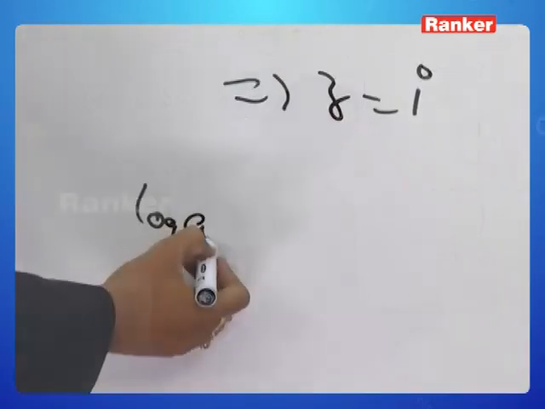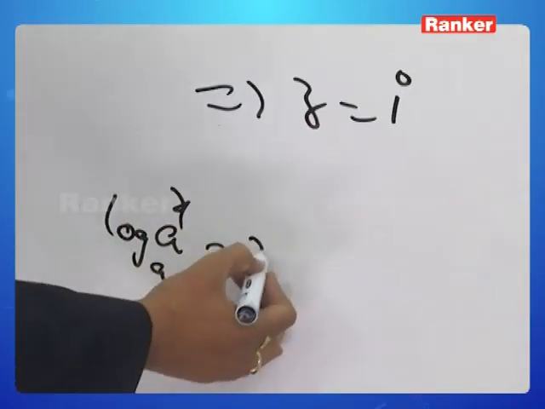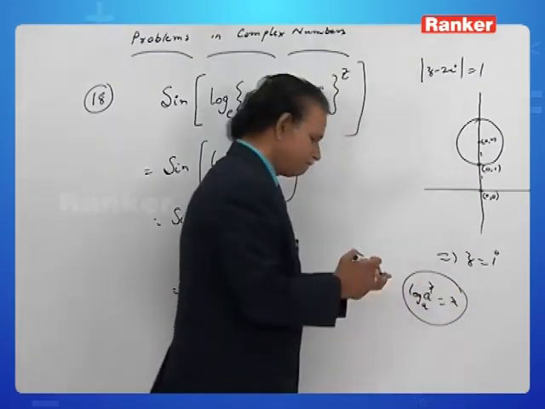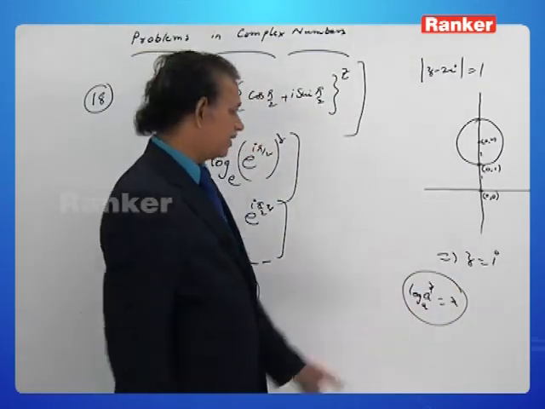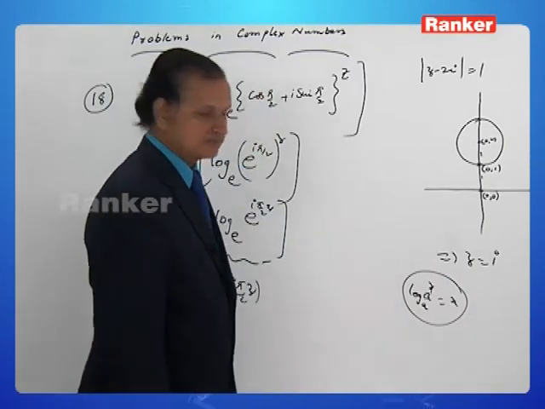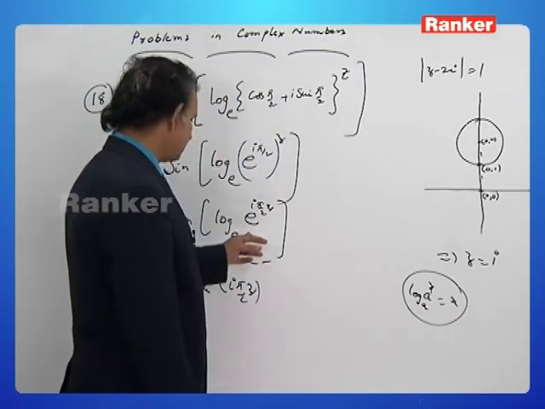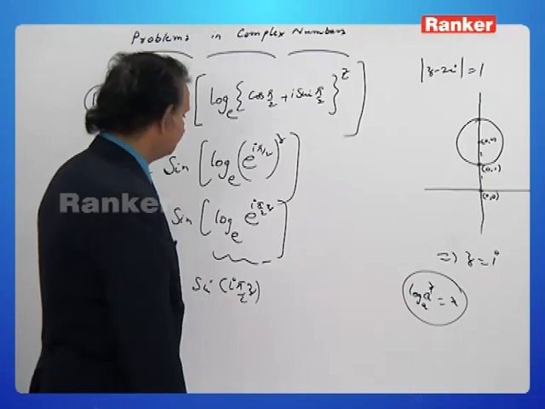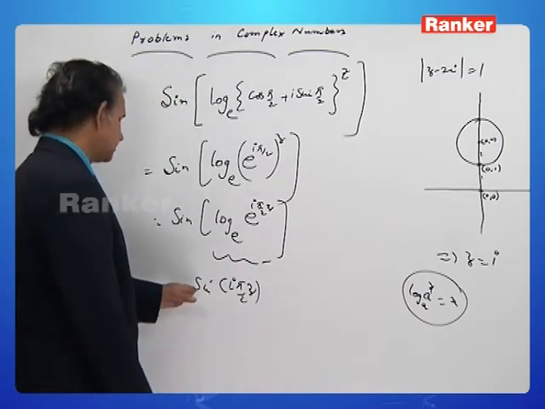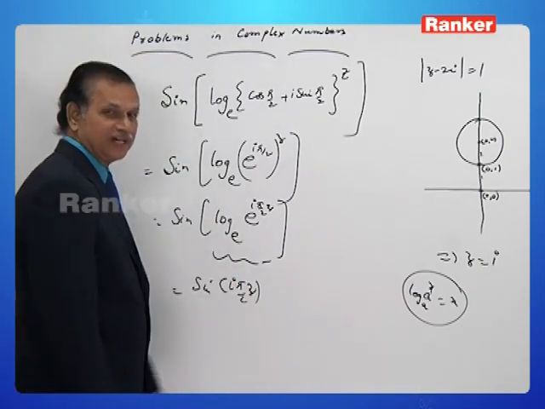Log of a power x to the base a is nothing but x. Base and this number both the same. Well, this is sine of I pi by 2 z.